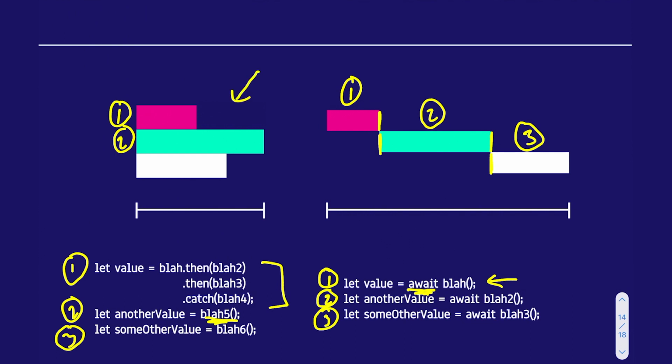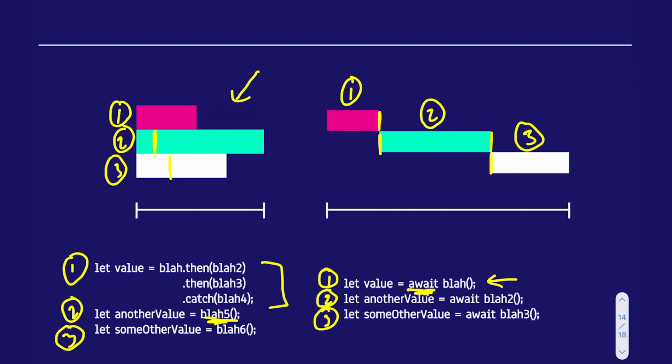And this is probably not a super accurate representation of what 1 through 3 looks like. We're probably going to start the second one here, the third one here, but the idea is that we still have some sort of overlap because we're not waiting for the .then.catch structure to finish up. We're just setting it off to the races and then moving on with the rest of the code.